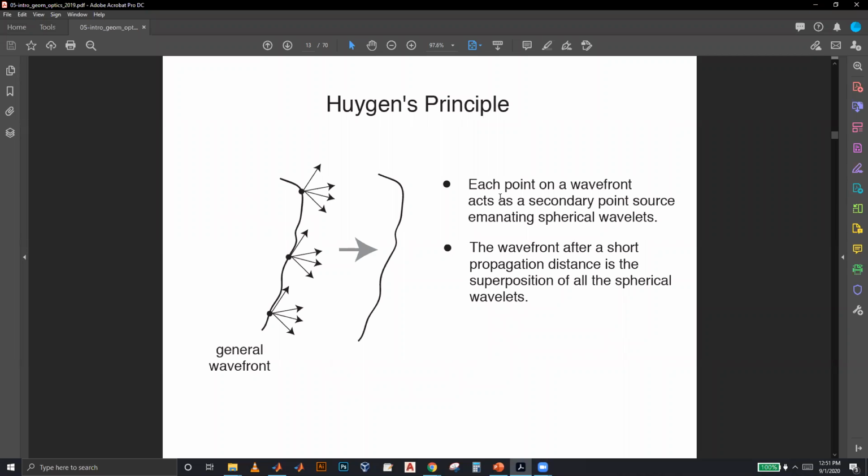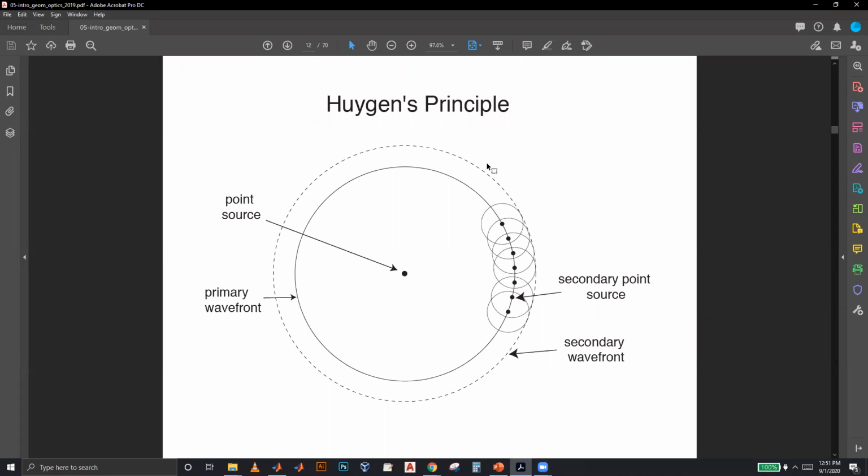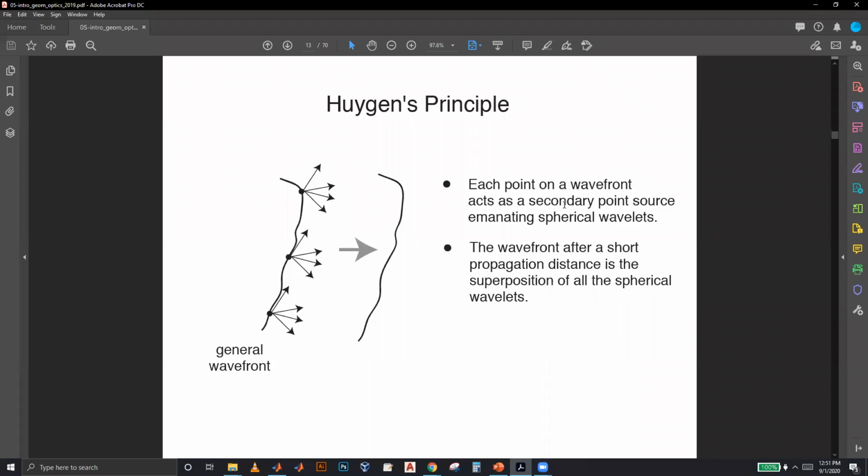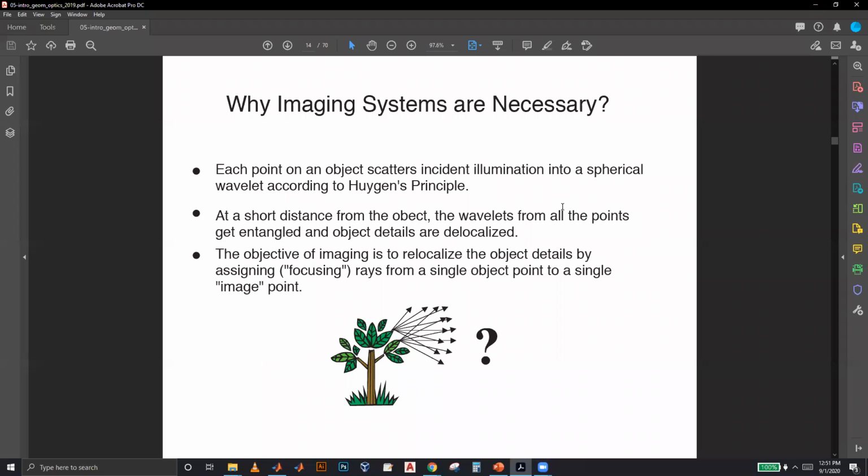So each point on a wavefront acts as a secondary point source, emanating spherical waves. After a short propagation distance, the superposition of all the smaller spherical wavelets gives rise to a larger wavefront, which is the secondary wave. And you keep repeating it, and that way you can map out how the light is propagating away from this point source. Okay. So now the question is, why are imaging systems necessary in the first place?